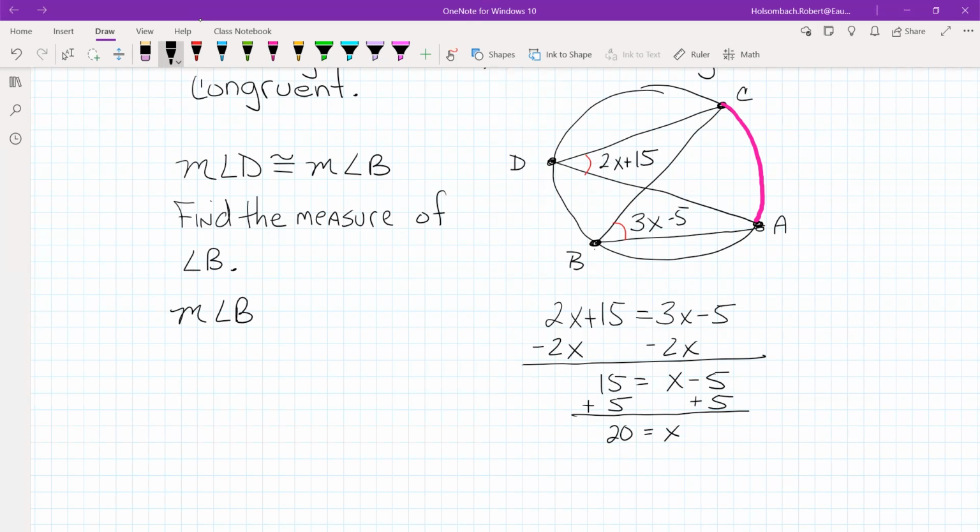If 20 is equal to x and we need the measure of angle B, the measure of angle B is represented by this expression. So we take 3, substitute 20 for x, so 3 times 20 minus 5. So the measure of angle B is equal to 60 minus 5, and 60 minus 5 equals 55 degrees.